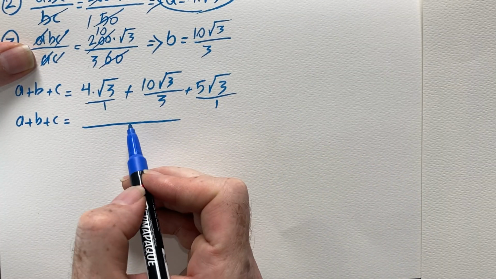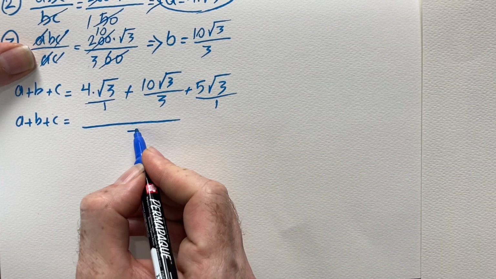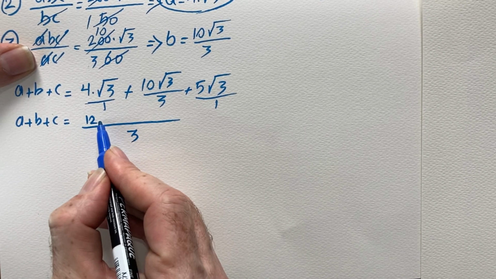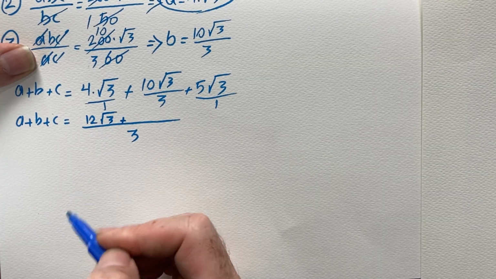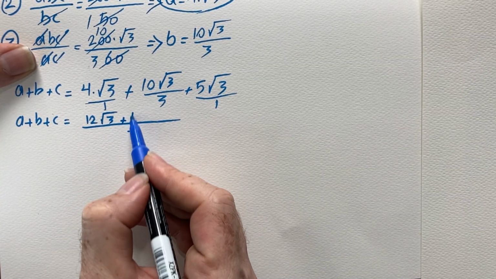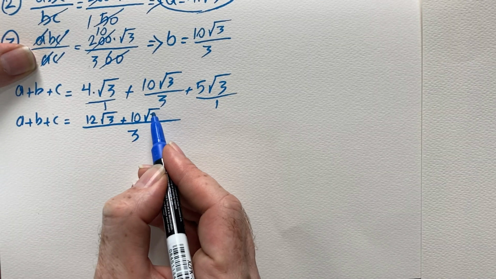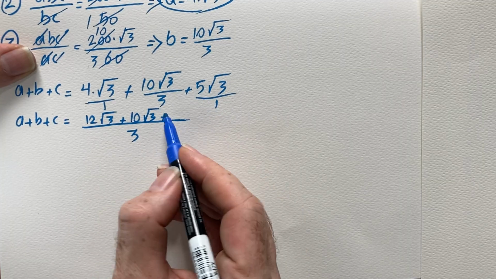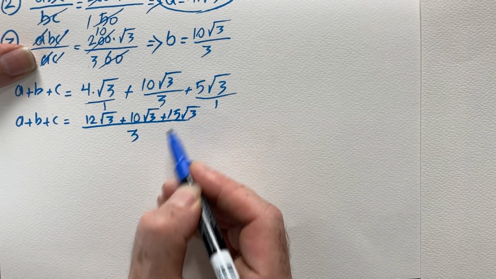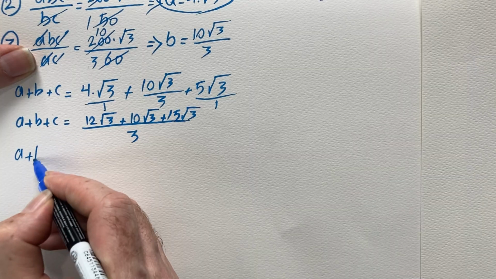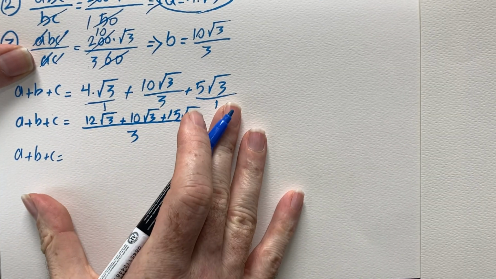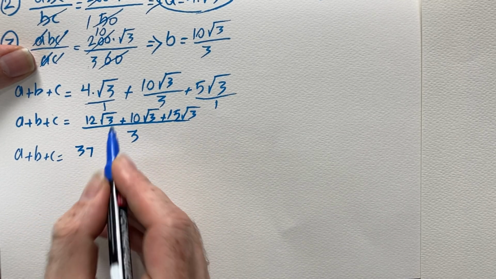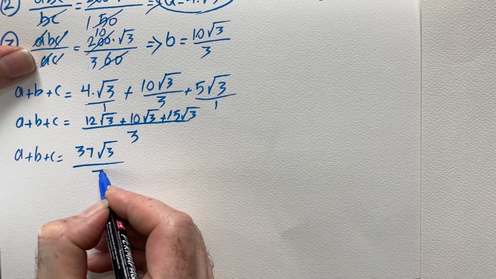What is the common denominator between 1, 3, and 1? Absolutely 3. 3 divided by 1, 3. 3 times 4, so it is going to be 12 times second root of 3, plus 3 divided by 3, 1. So I write here without any change 10 second root of 3. And finally, 3 divided by 1, 3 times 5, 15 times second root of 3. So the value of A plus B plus C is going to be 12 plus 10, 22, plus 15, 37 second root of 3 over 3.